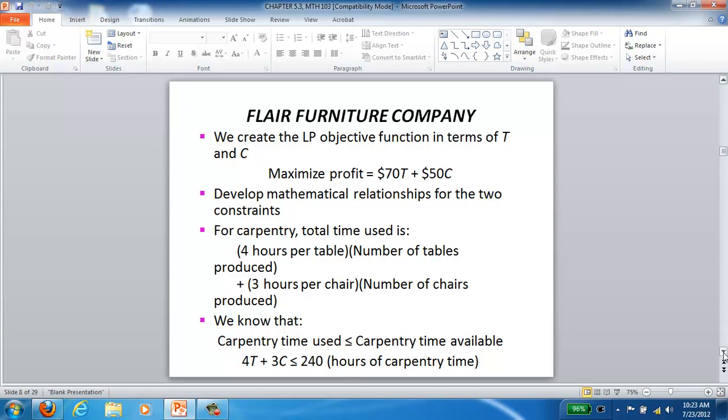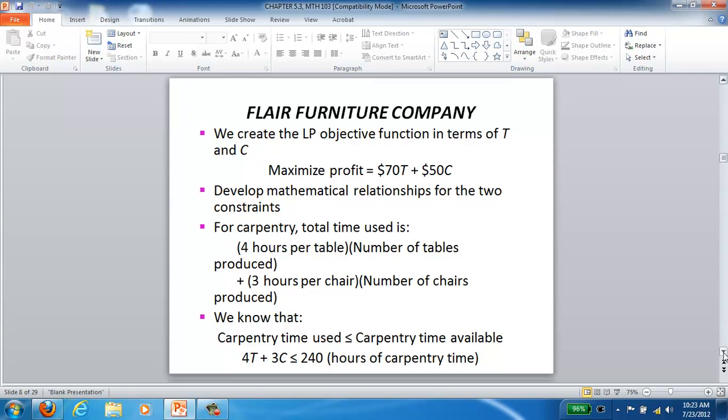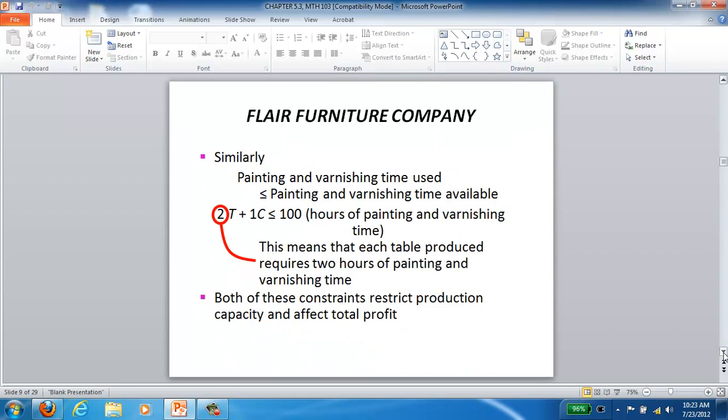We have developed a mathematical relationship here based on the constraints. For carpentry, 4 hours per table times the number of tables plus 3 hours per chair times the number of chairs produced. The first inequality is going to be 4T plus 3C must be less than or equal to 240 hours. In a similar fashion, the painting and varnishing must be less than or equal to 100 hours, so therefore 2T plus 1C is less than or equal to 100.